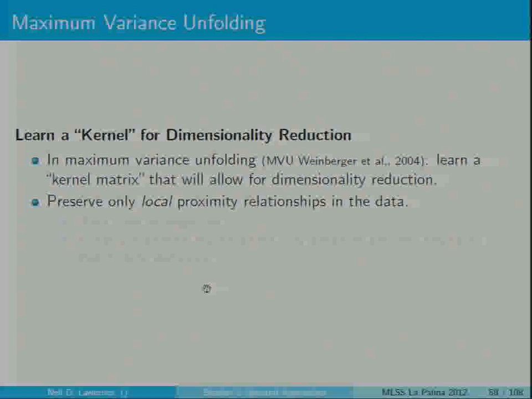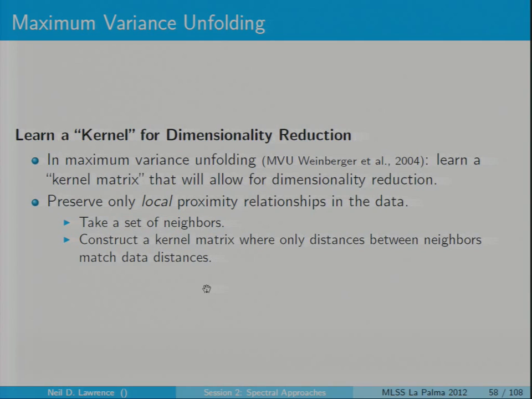So maximum variance unfolding is very much inspired by kernel PCA, and this feature of kernel PCA that it doesn't reduce the dimension, it actually expands the dimension. So they're trying to say, well, we're going to learn a kernel matrix that will allow for dimensionality reduction.